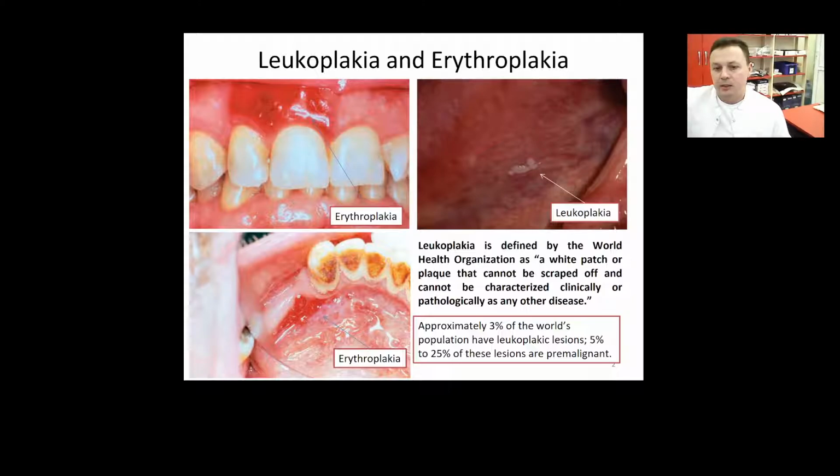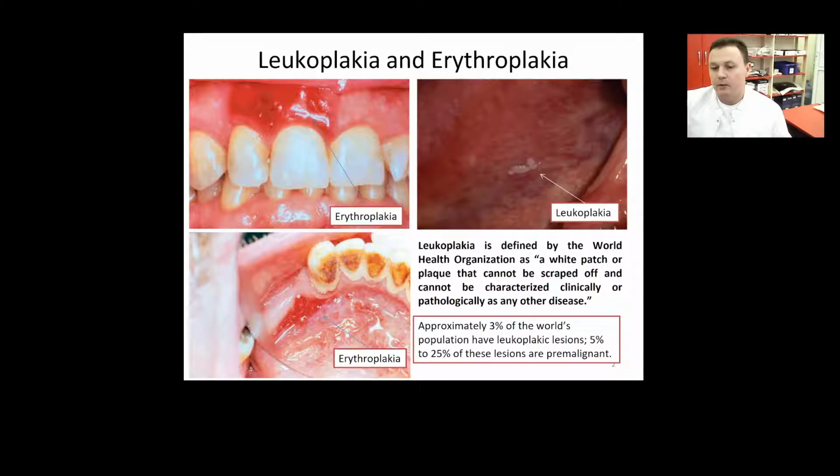Leukoplakia is defined by the World Health Organization as a white patch or plaque that cannot be scraped off and cannot be characterized clinically or pathologically as any other disease. This clinical term is reserved for lesions that are present in the oral cavity for no apparent reason. As such, white patches caused by obvious irritation or entities such as lichen planus or candidiasis are not considered to be leukoplakias. Approximately 3% of the world's population have leukoplakia lesions.